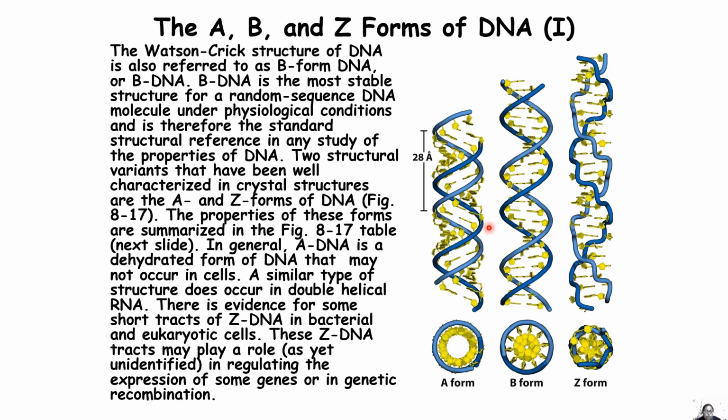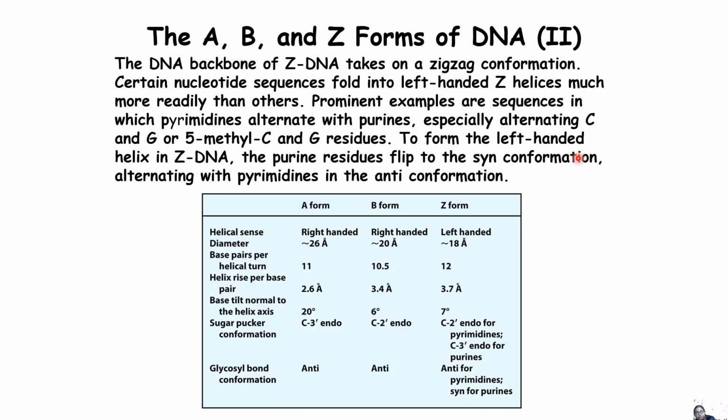There is evidence for some short tracks of Z DNA in bacterial and eukaryotic cells. So, these Z DNA tracks may play a role in regulating the expression of some genes or in genetic recombination. Okay, the DNA backbone of Z DNA takes on a zigzag conformation.